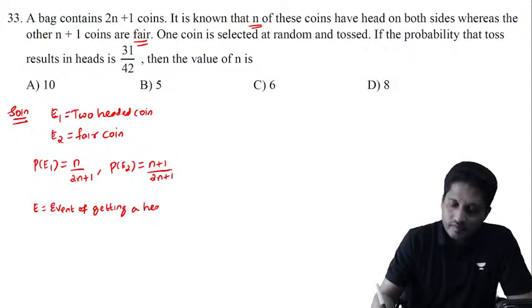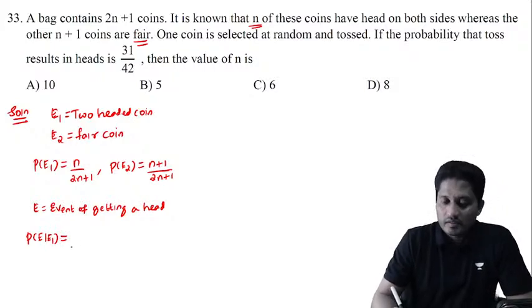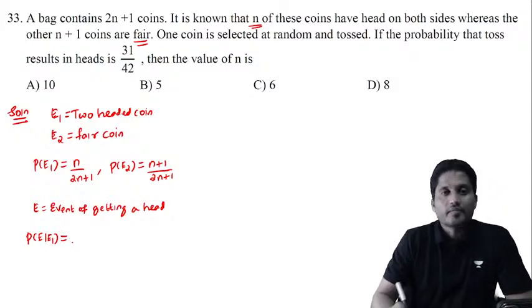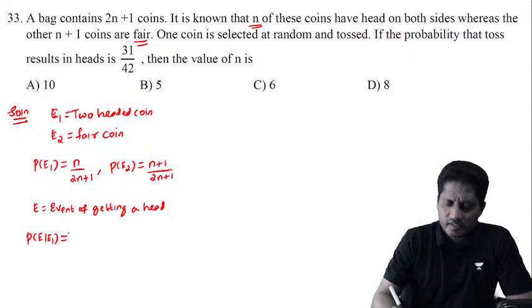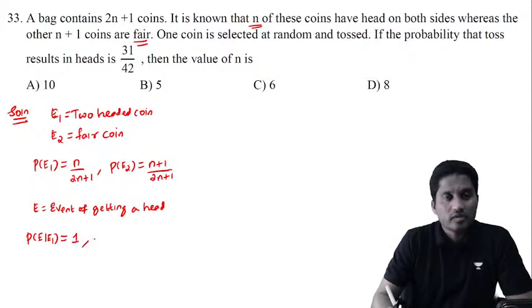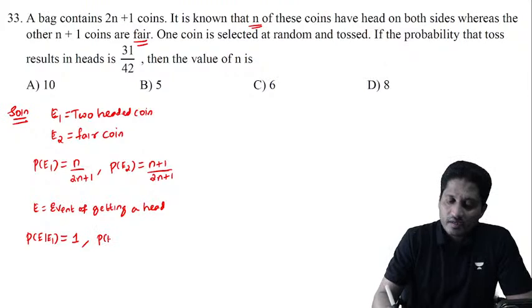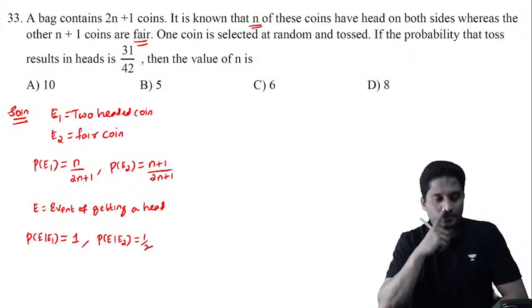E is equal to the event of getting a head. The probability of E given E1, that is, the probability of getting a head given that it was a two-headed coin, is 1 only, because both faces are heads. The probability of getting a head given that it was an unbiased coin, so that is a fair coin, is 1/2: tail is 1/2, head is 1/2.